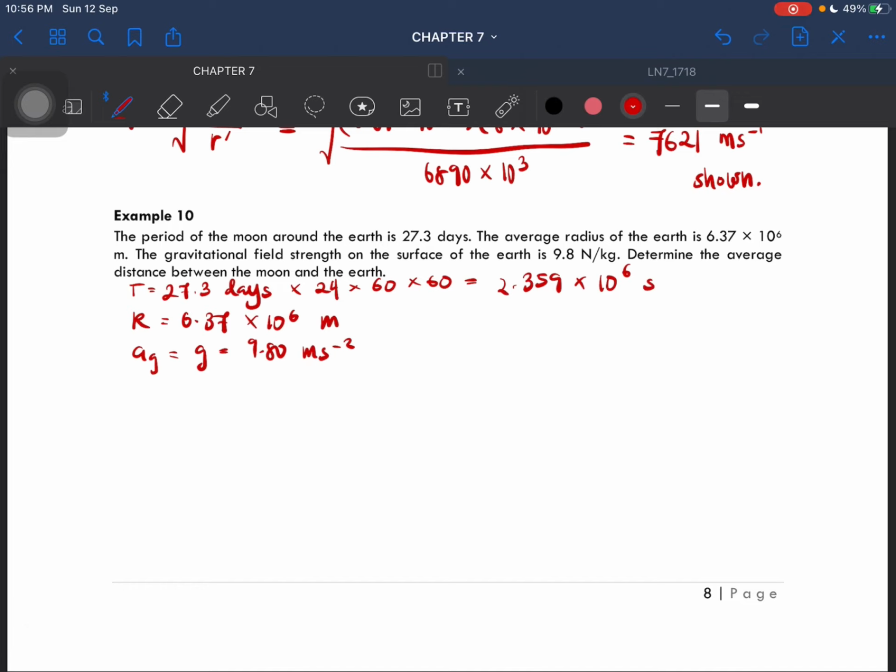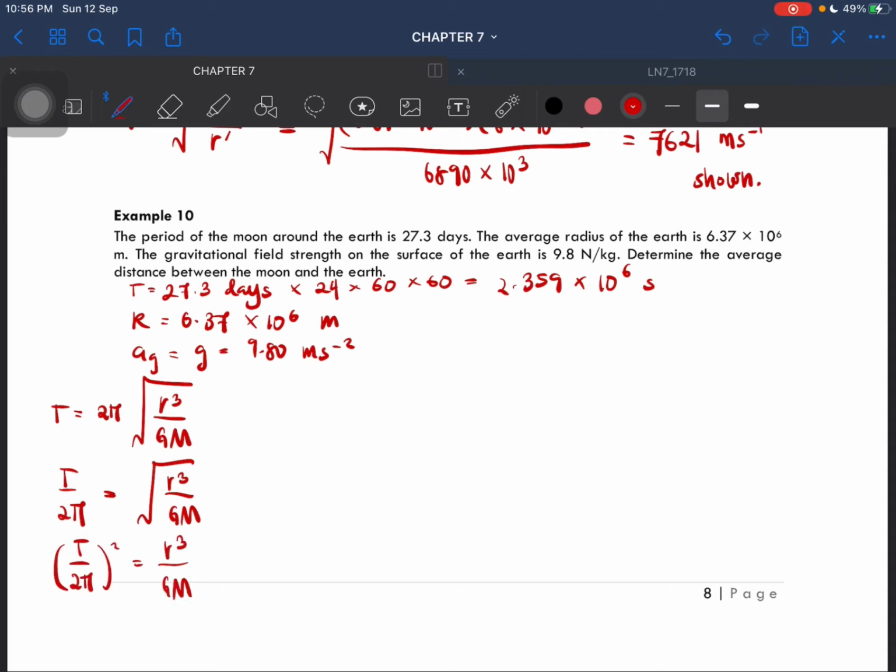So firstly, we are going to use the period equation, which is T equals 2 pi square root of r cubed over GM. So here, let us rearrange this. T over 2 pi squared equals r cubed over GM. So we are trying to find the distance r. Okay, so r cubed is GM T over 2 pi squared.